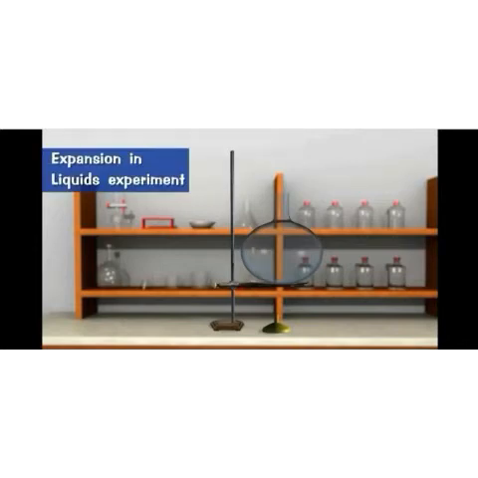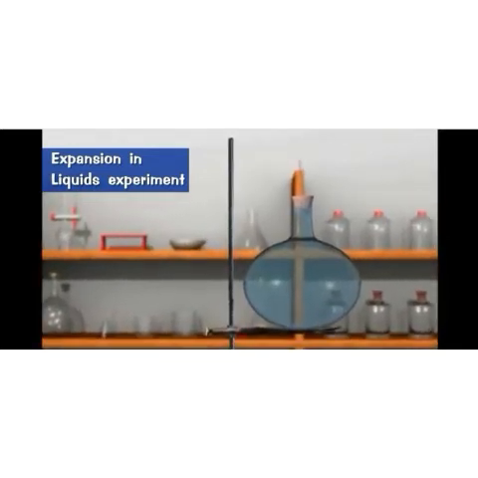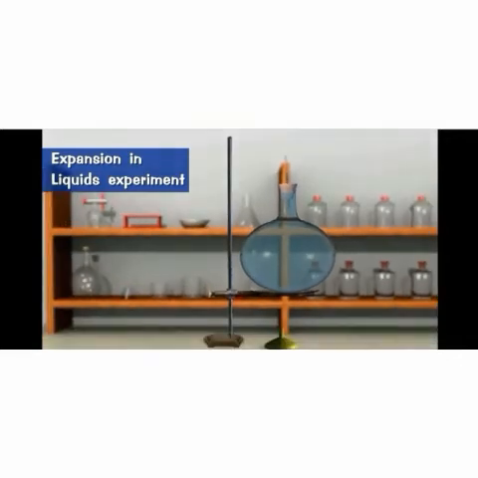Expansion in liquid. So we'll now see the expansion in liquid by an experiment. To see the expansion in liquids, see the following activity. Fill a flask up to the brim with water. Take a rubber cork with a hole in it and insert a narrow tube into the hole. Fix the cork firmly in the mouth of the flask. The liquid will rise a little in the tube. Note the level of the liquid.